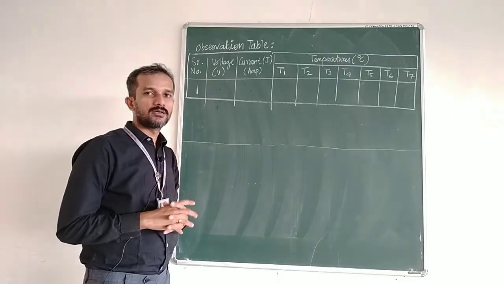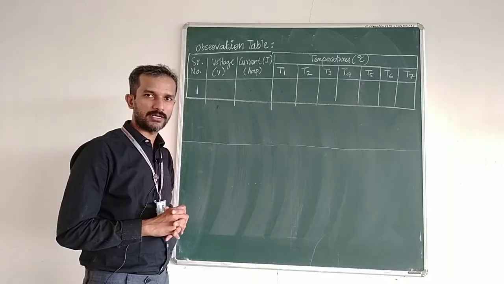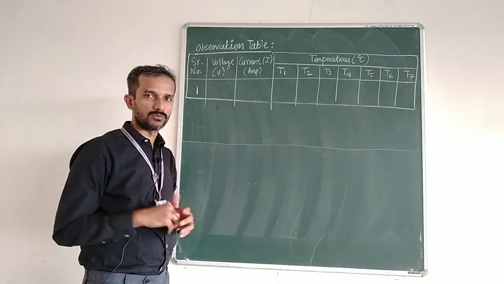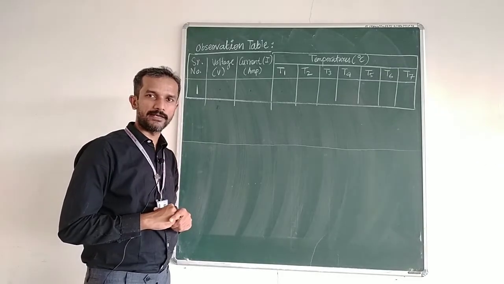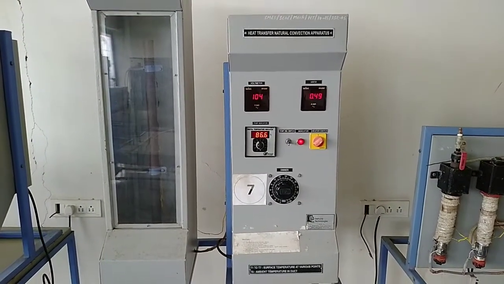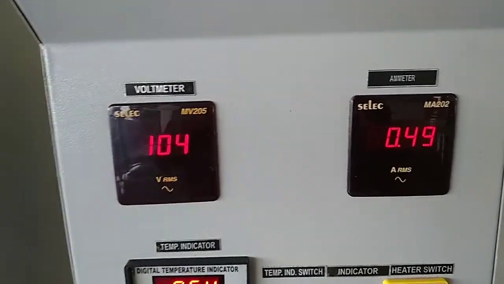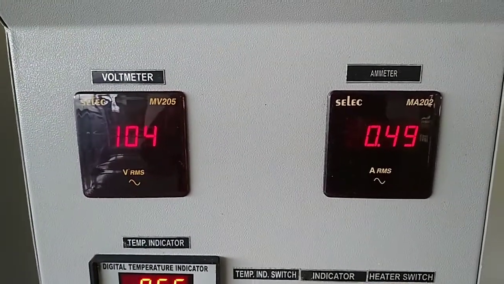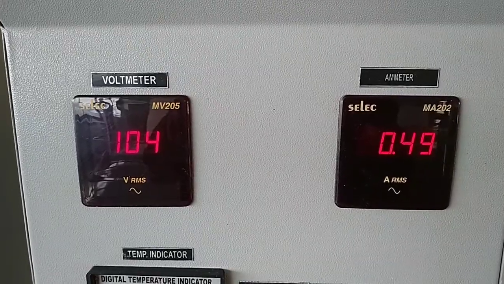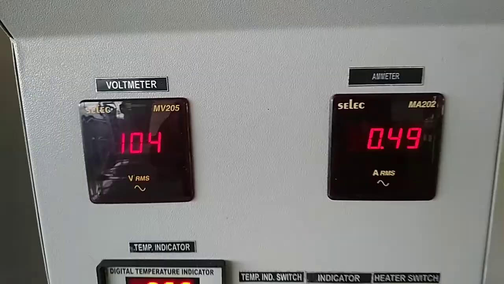We have already reached steady state. The setup has been running for 2 hours right now, so we can take the readings now. So let us go to the setup to take the readings. Now let us take the readings. We have set the voltage as 104 and current as 0.49. So note down in your observation table that we have drawn voltage as 104 and current as 0.49.